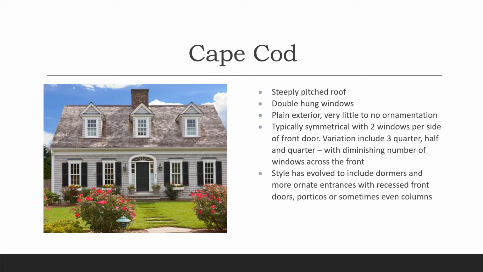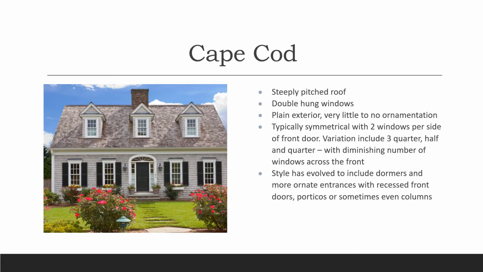Cape Cod, super popular on the East Coast, but it's pretty much everywhere, has steeply pitched roofs with double hung windows, usually a very plain exterior with very little or no ornamentation. The most typical Cape Cod has a lot of symmetry. Standard is two windows per side of the front door.